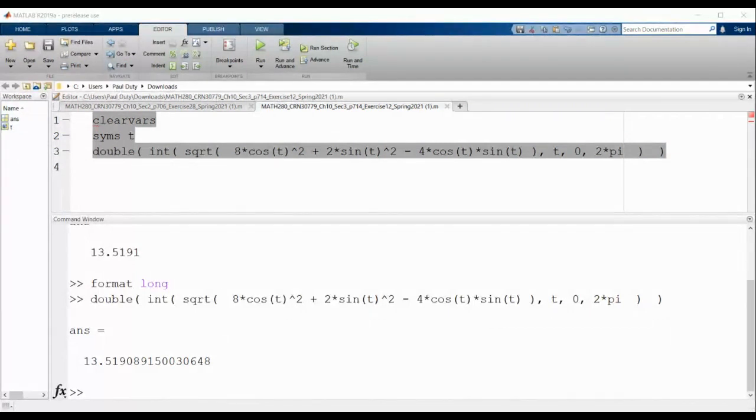It's still not an exact answer, though, not in simplified radical form. But how many think format long's pretty cool? WebAssign usually tells you how many decimal approximations you need. But for maybe your other classes, if you ever need accuracy like that, maybe an astronomy or physics class, use format long. Are there any questions on the MATLAB code?